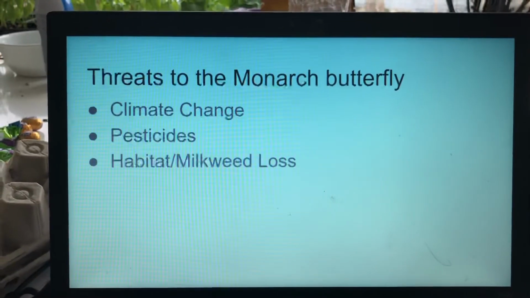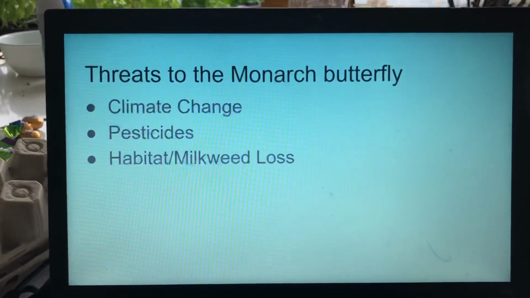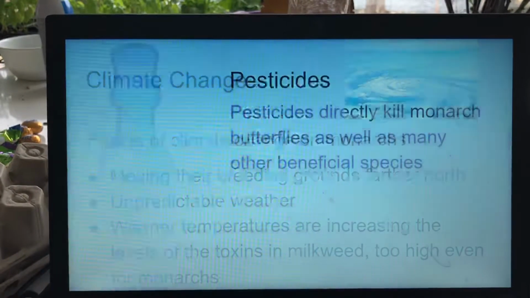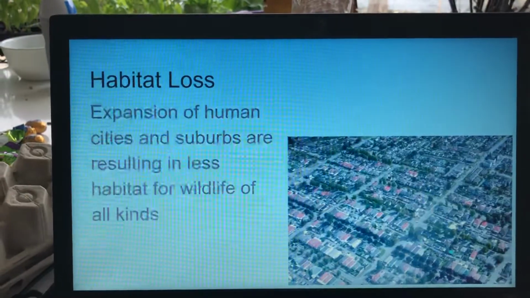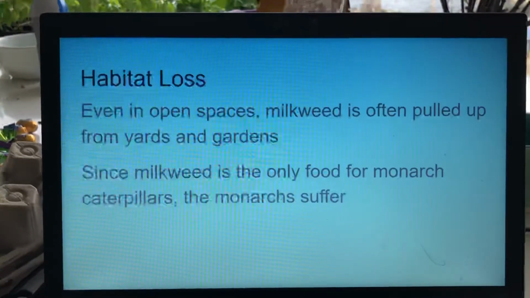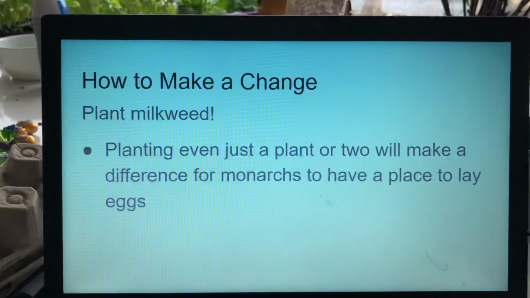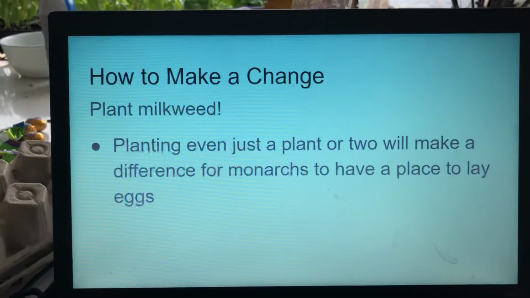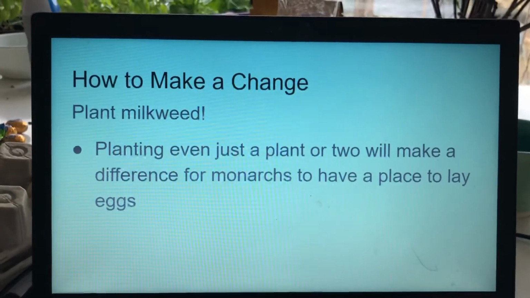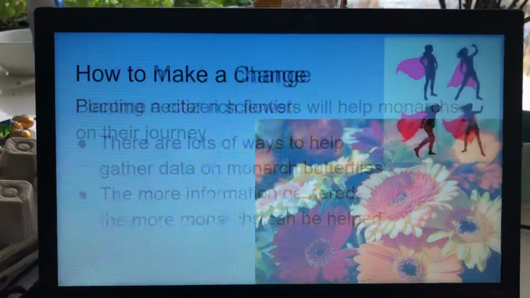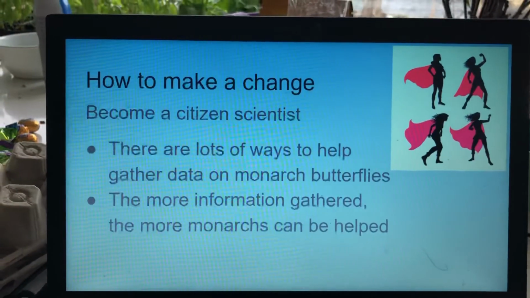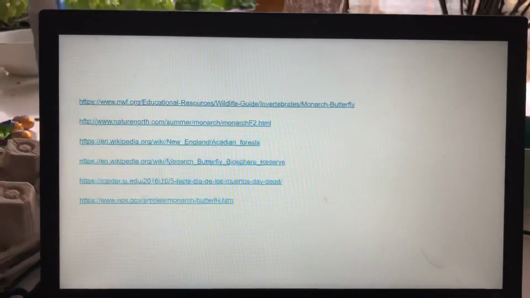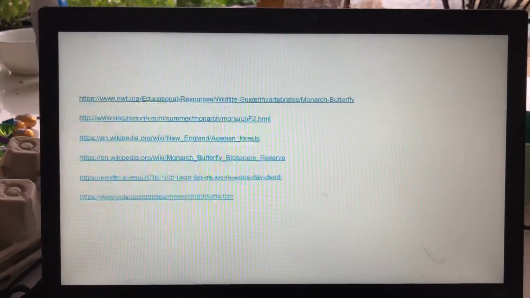And now finally, I'm talking about human impact and the threats to the monarch butterfly. I made a little list, and then I got into each one of them directly. And then finally, I put in a bit about how we can make a change for our monarch butterflies. You guys remember this stuff from the beginning of our year: planting milkweed, planting flowers, citizen science, and how to make a change. And then finally, these are my resources.